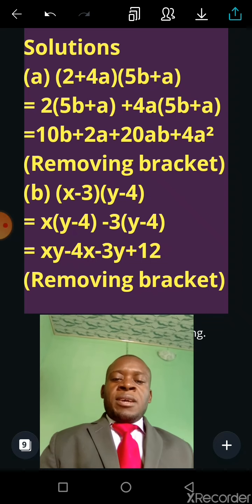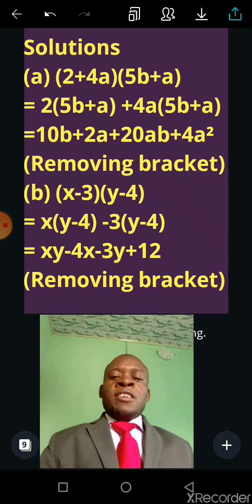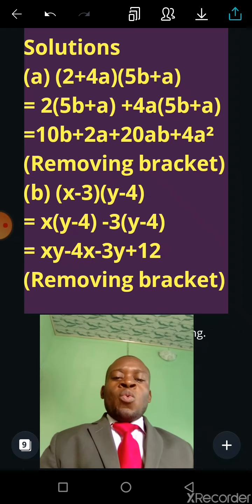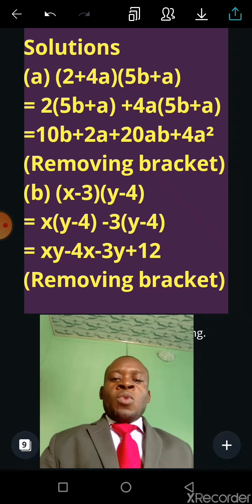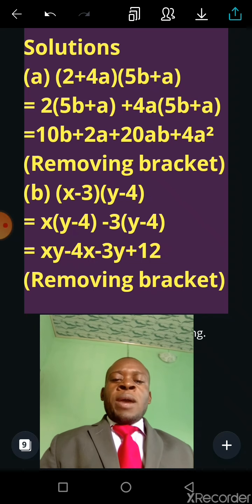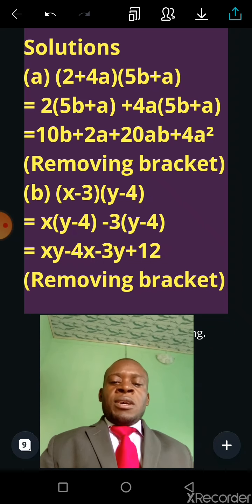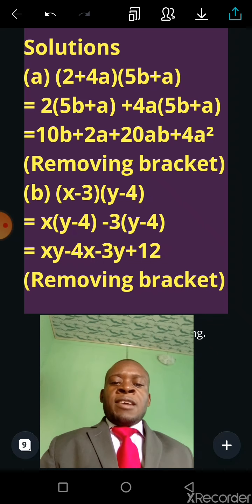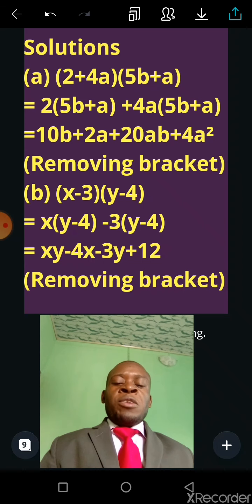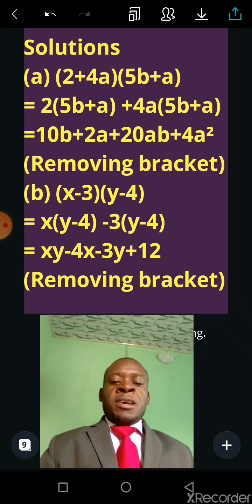B, (x - 3)(y - 4). We also do what we did in A. Spread it this way. Equals x(y - 4) - 3(y - 4). Then x times y, that's removing bracket, will give us xy. x times -4 will give us -4x. We go to the other bracket. -3 times y will give us -3y. Then -3 times -4, because minus times minus is plus, we have +12. We have succeeded in removing brackets.